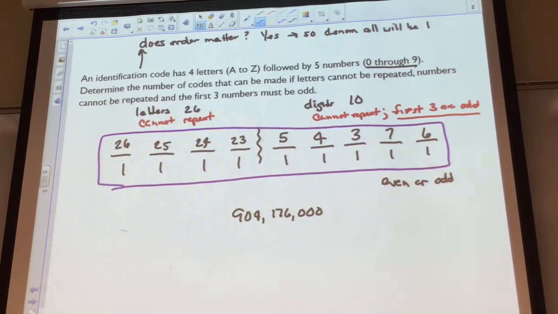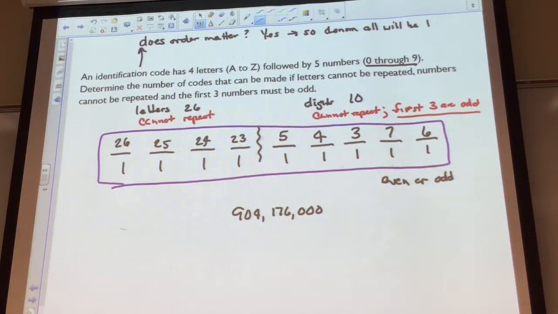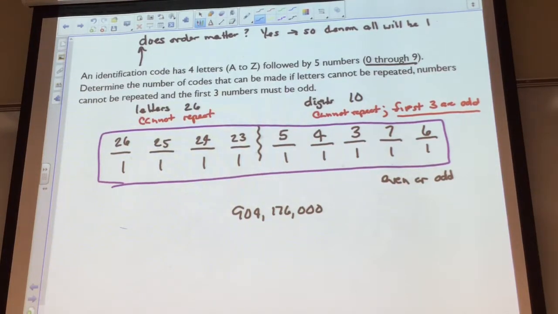So important questions. Does order make a difference? That's a real important question. If order doesn't make a difference, it's going to change the dynamics of the problem a little bit.